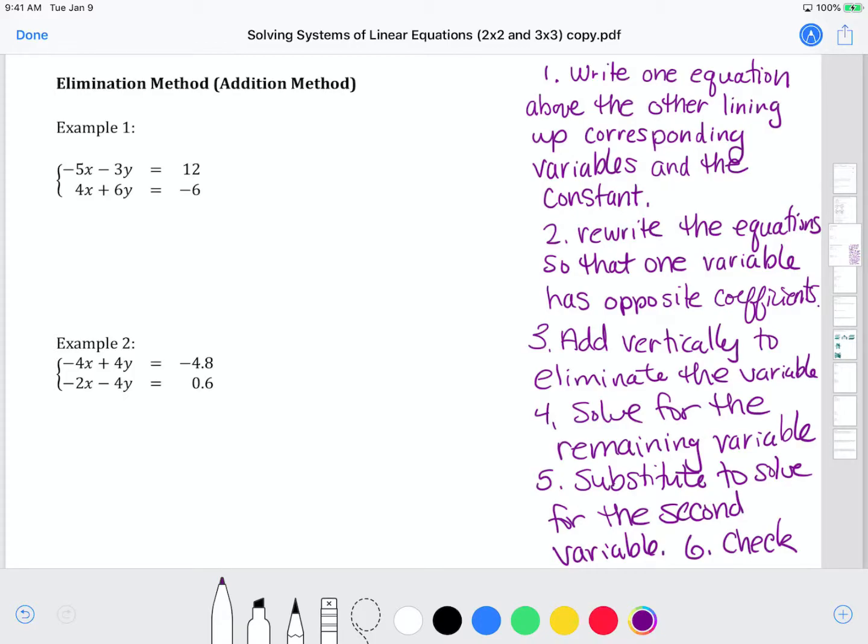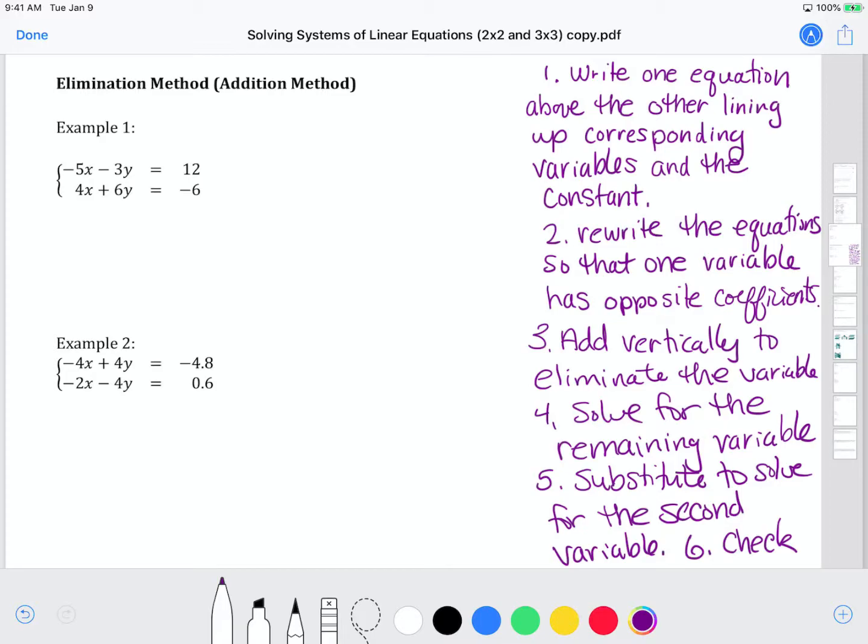Then the second step is we want to rewrite the equation so that one of the variables has opposite coefficients. So what I mean by that is we want the y variable maybe to have a coefficient in one equation of -3 and the other equation as +3. Or maybe we want the x variable to have a +7 in one equation and a -7 in the other equation for the coefficient. Okay, and the reason that we are going to do that is so that when we add them vertically, it adds up to 0.